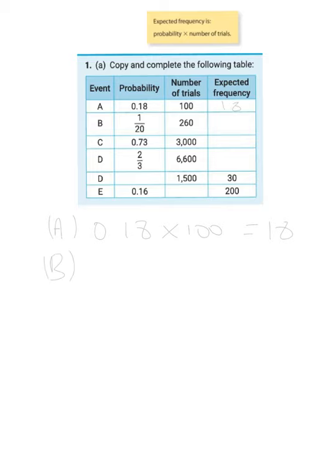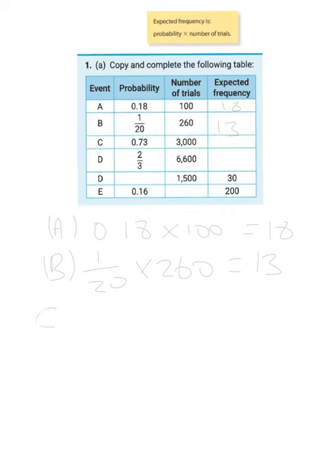Part B then, again, we're looking for the expected frequency, which is the probability multiplied by the number of trials. The probability, they said, was 1/20th, multiplied by the number of trials is 260, which will give us the expected value. So just writing that down then, that would be 1/20th multiplied by 260, and that works out to be 13. So the expected value of B would be 13.